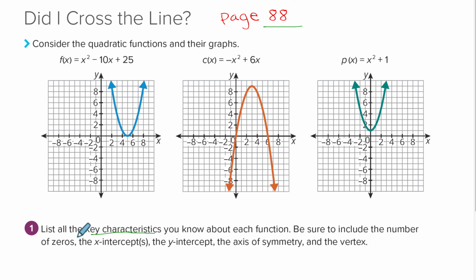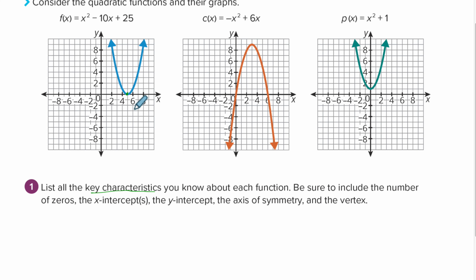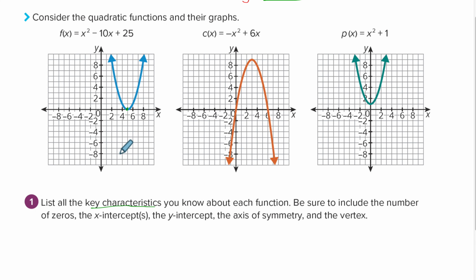So we're talking about like the zeros. I know for the blue one there's 1 zero, right here at 5. And we talked about this before. When it touches just one time, it's a repeated root or a double zero, we would say. But it does have 1 zero at 5. It's a double zero. X-intercepts are the same as the roots, right? So the x-intercept here would be 5.